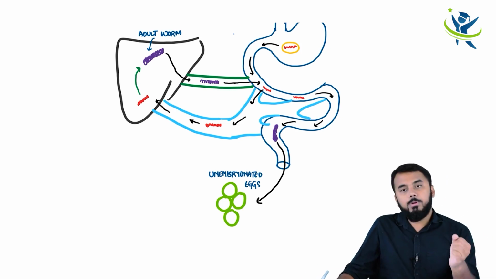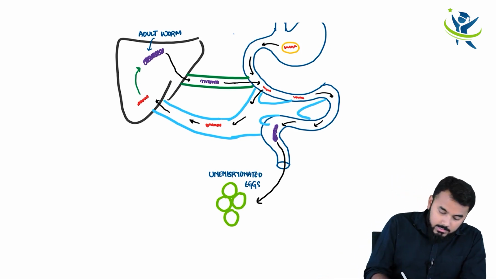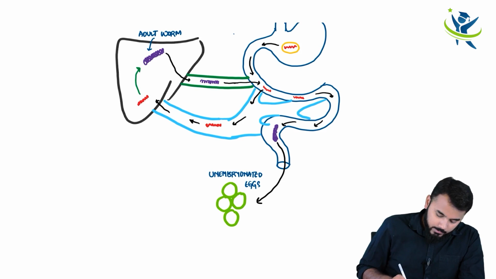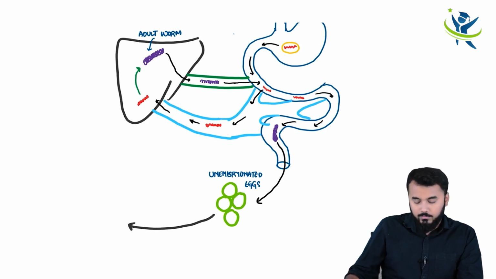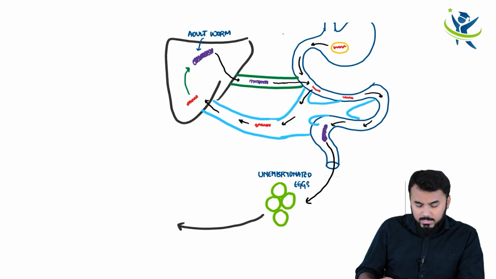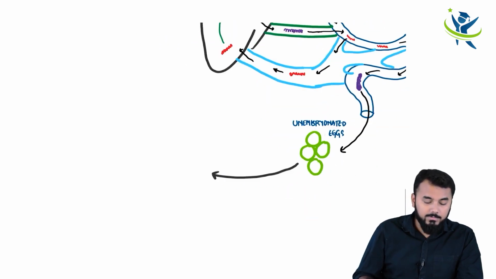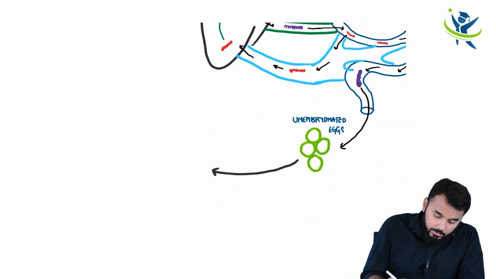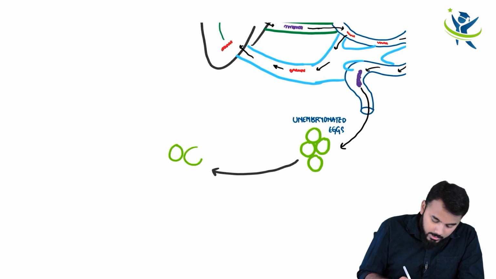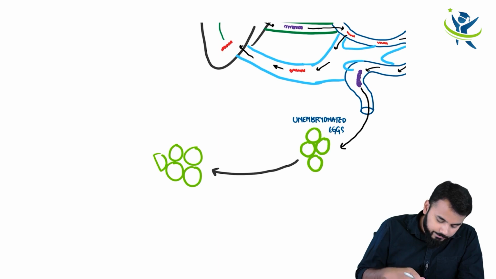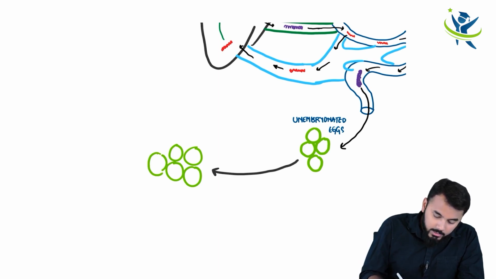These are called unembryonated eggs. Now these unembryonated eggs will turn into embryonated eggs, the same thing which we have discussed in the previous life cycles, right? So slowly they will develop an embryo inside. These unembryonated eggs will turn into embryonated eggs.